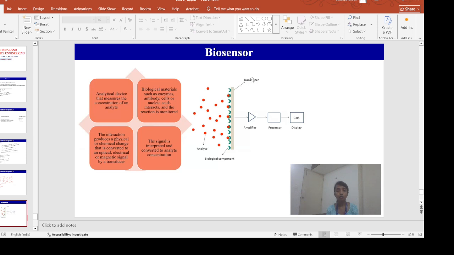The output of this transducer, which is my electrical signal, will be amplified by an amplifier circuit. Then there will be a processor which will find out the analyte concentration from the signal, and that analyte concentration will be displayed on a reader instrument or a displaying device.